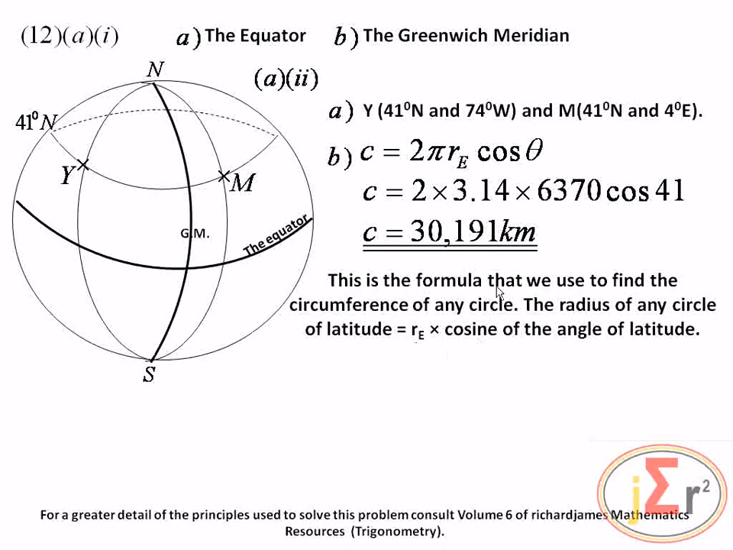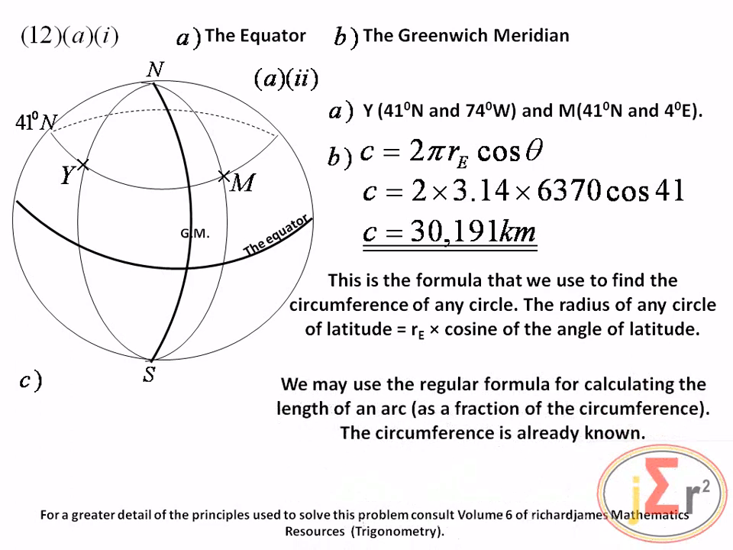This is the formula that we use to find the circumference of the circle. We know that that formula is 2 pi r. The radius of any circle of latitude is the radius of the earth multiplied by cosine of the associated angle of latitude. And so we are just substituting the radius for the radius of the earth cos theta, which is 6,370 times cosine of 41, and that is what the radius of the circle of latitude will be. And of course, we multiply that by 2 pi, and presto, the answer is right there. Well, it's not so simple. We'll have to put the instruction in a calculator, especially for the cosine of 41.